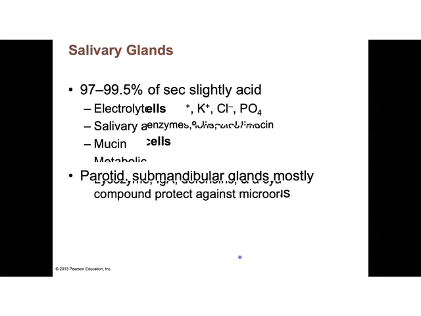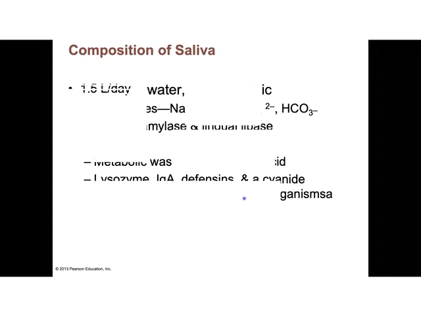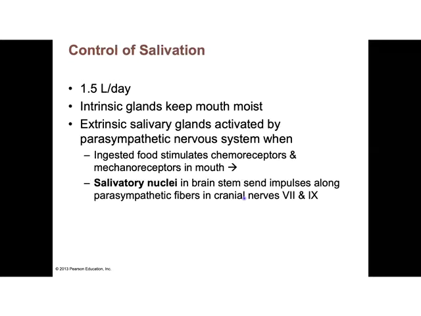What's in saliva? Well, we kind of talked about that already. You've got electrolytes, you've got a lot of water, you've got enzymes like amylase and lipase, mucin, and then you have wastes such as urea and uric acid, okay, and antimicrobials and antibodies, okay. So this protects against microorganisms. You make about 1.5 liters a day, and you swallow most of it. Keeps the mouth moist, cuts down on cavity production, okay. The extrinsic salivary glands are activated by parasympathetic input when ingested food hits chemoreceptors and mechanoreceptors in the mouth.